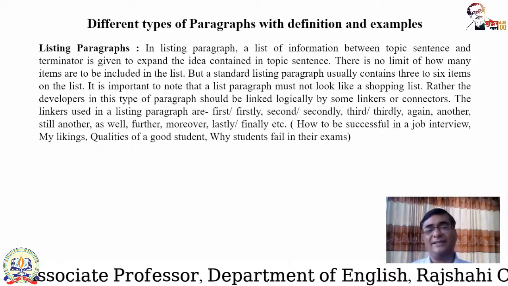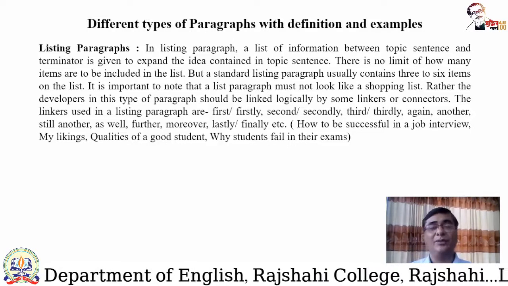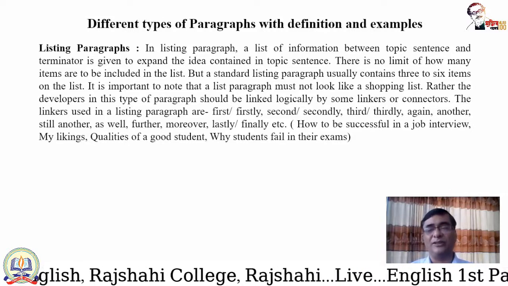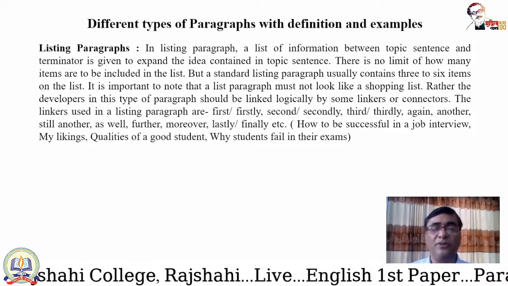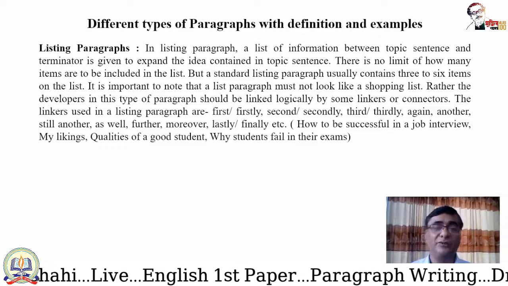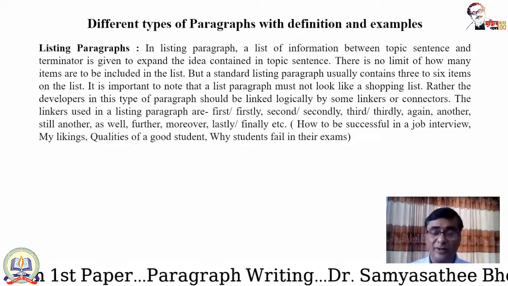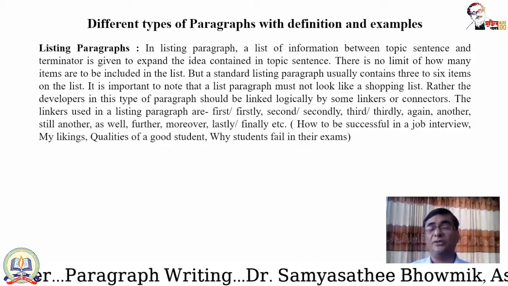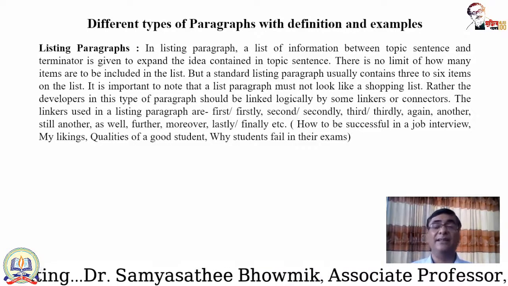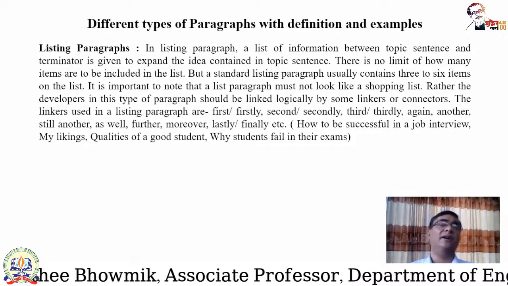Or my likings. If you are asked to write a paragraph on your likings, what will you write? You will write firstly, secondly, thirdly, moreover, again, besides. Qualities of a good student. When you are asked to write a paragraph on the qualities of a good student, you are basically asked to mention the qualities of a student. You will say, firstly, a student has to be punctual, secondly, he has to be studious, thirdly, he has to maintain a daily routine. So this is how you will write the paragraph.